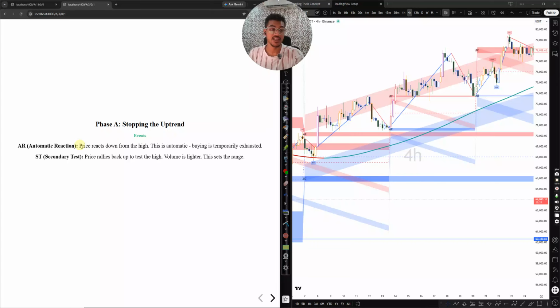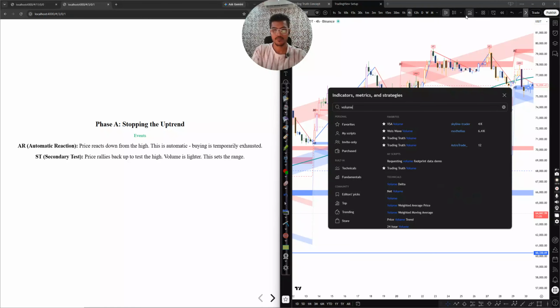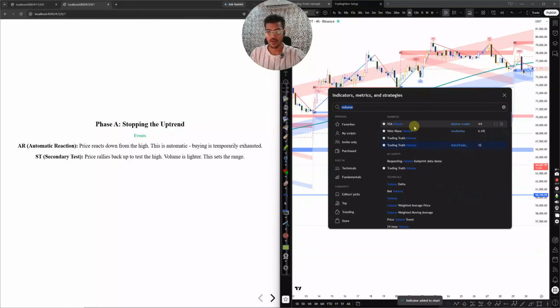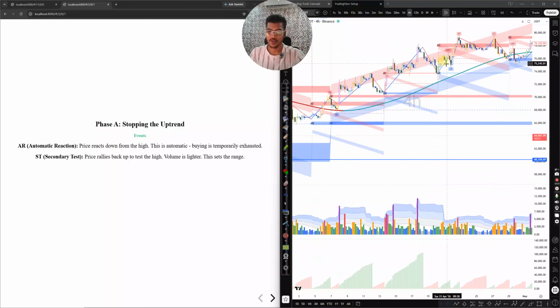AR, automatic reaction, is where price reacts down from the high. This is automatic. Buying is temporarily exhausted. You see, it reacts from the high here. Secondary test is price rallies back to test the high. Volume is lighter. This sets the range. So see here, it tries to test the high. Volume is lighter around here. And I'll actually add the volume here. Okay, trading through volume and this one.